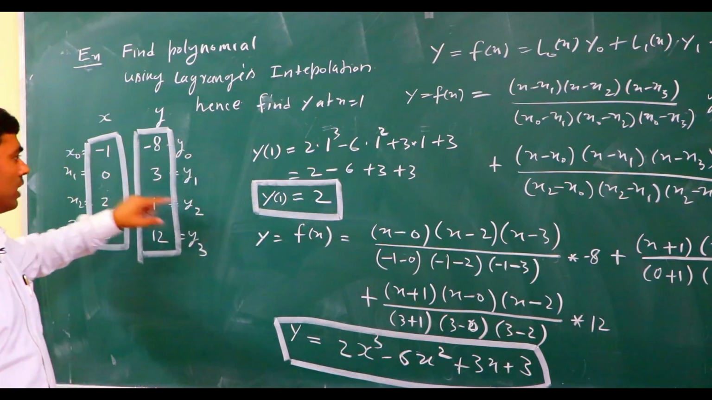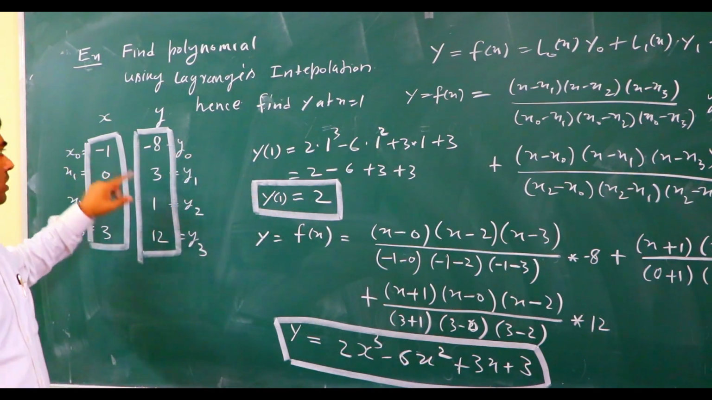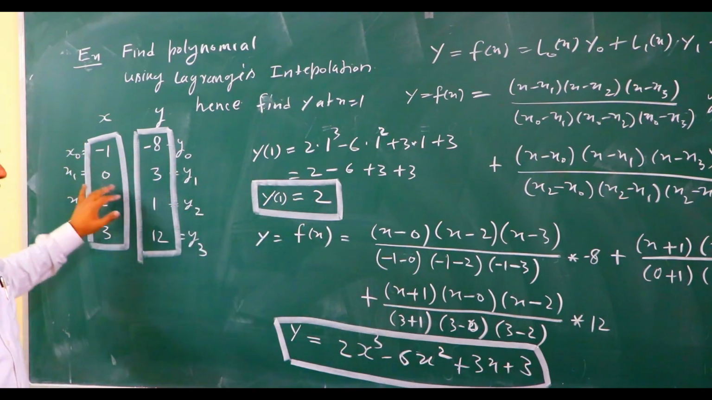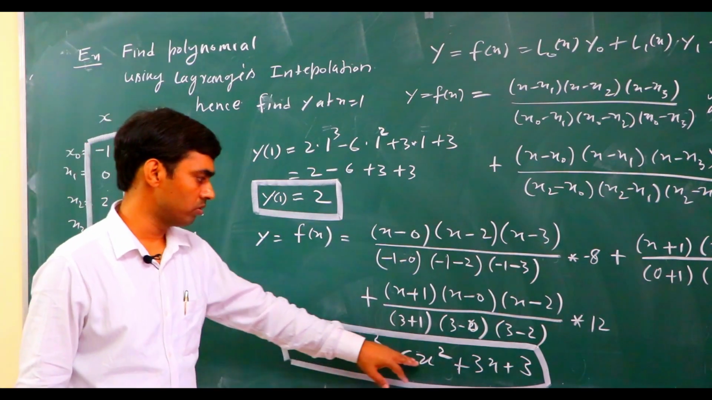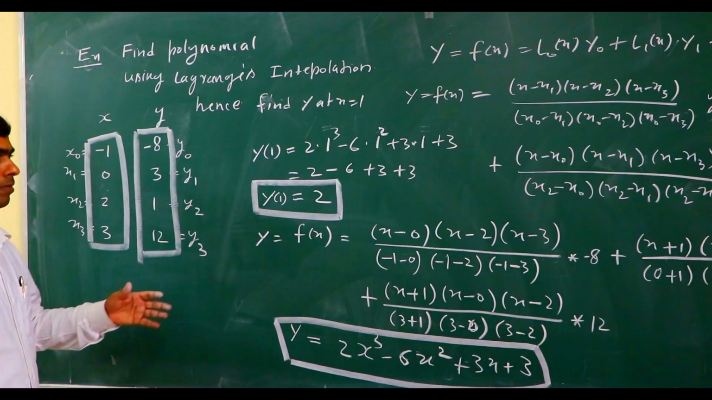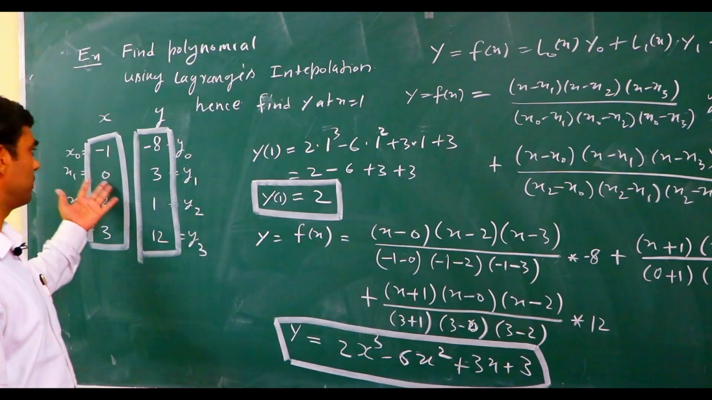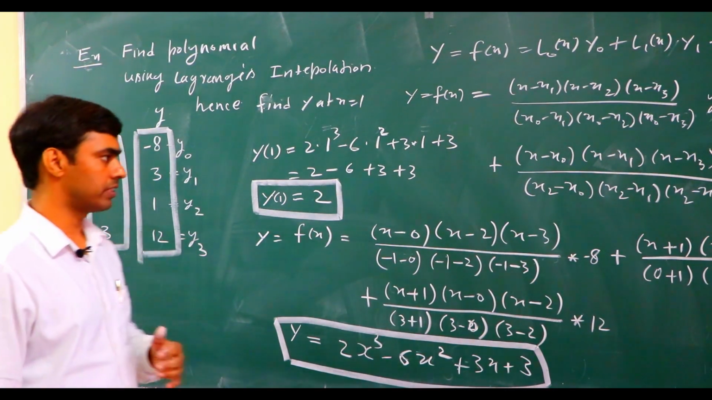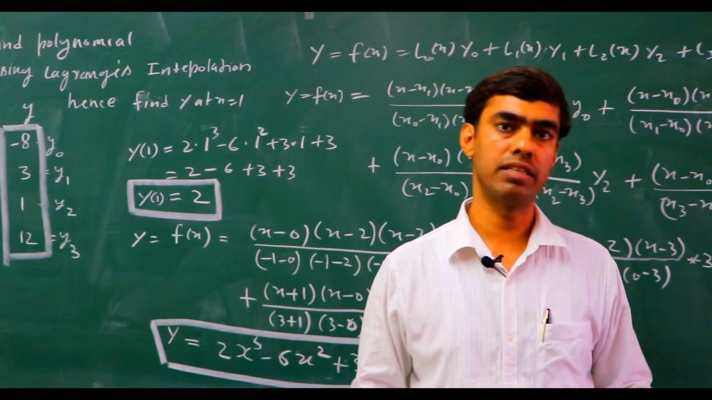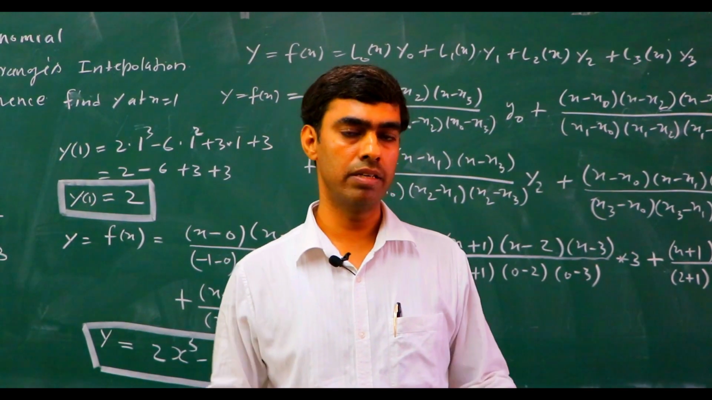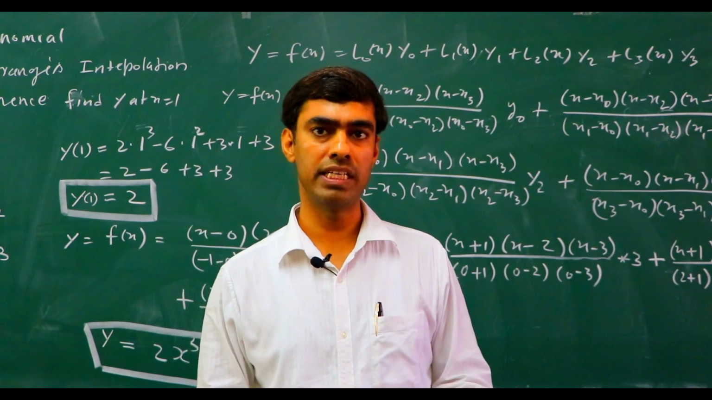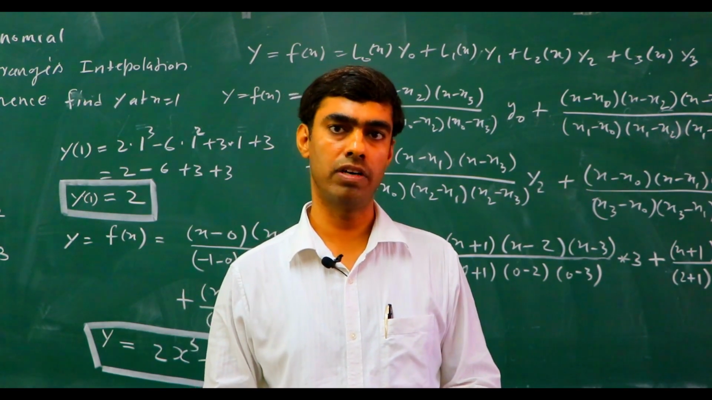And if we put x equal to 1, then we find y equal to 2. We also verify at x equal to 0, and the value is 3. So I think this is the correct answer because we verified it at x equal to 0. So this is all about the Lagrange interpolation formula. First we discussed the derivation of the Lagrange interpolation formula, then we solved some numerical examples based on it. Okay, thank you.